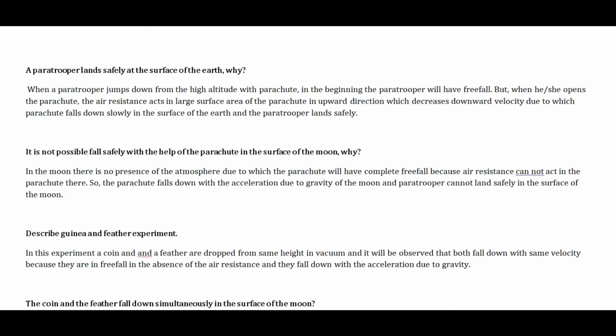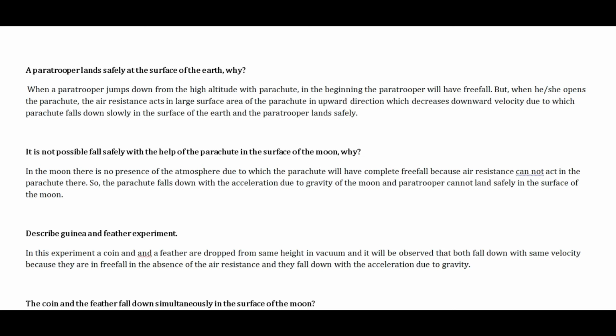That is the reason the paratrooper will have complete free fall towards the surface of the moon, and the paratrooper will fall down with the acceleration due to gravity of the moon, and will not fall with slow speed. That is the reason, because of complete free fall, the paratrooper will hit the ground with the maximum speed that has been provided by the force of gravity of the moon. So he or she cannot land safely on the surface of the moon.